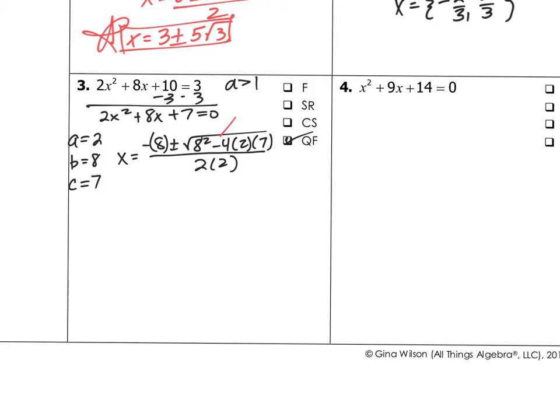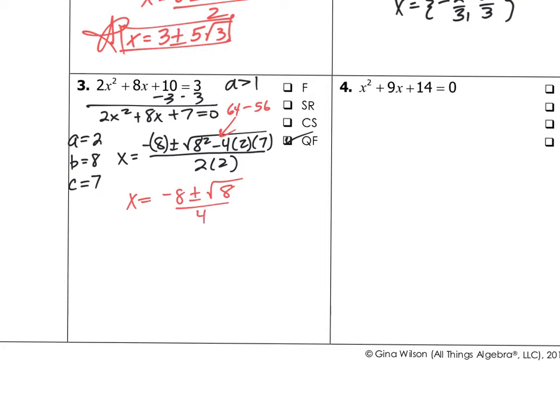So let's simplify the discriminant first. Okay, 8 squared is 64. Negative 4 times 2 is negative 8. Negative 8 times 7 is negative 56. So that leaves me with 8. All right, so x equals negative 8 plus or minus the square root of 8 all over 4.